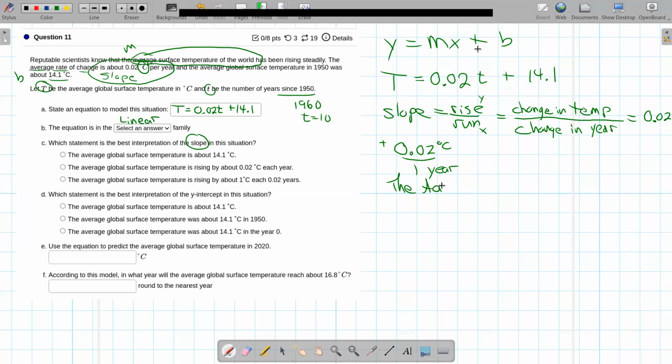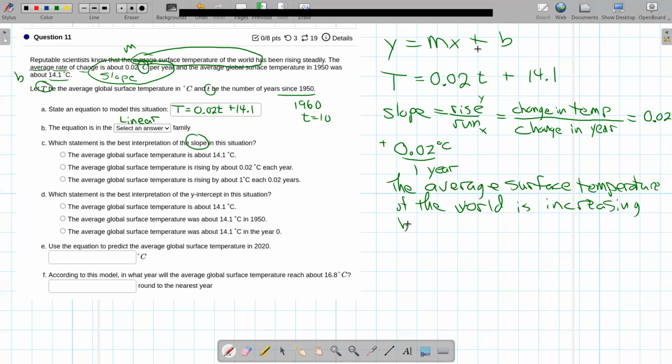So lots of ways to write that. The average surface temperature of the world is increasing, it's positive, by, I'm going to say about 0.02 degrees Celsius each year or per year. So that's my version of it.